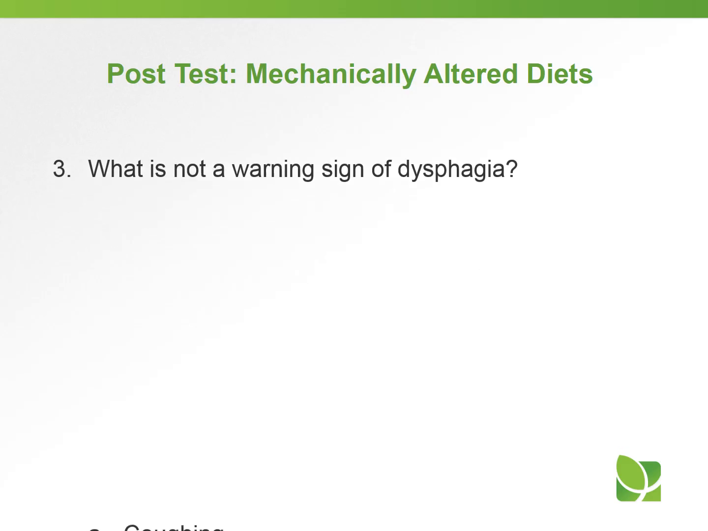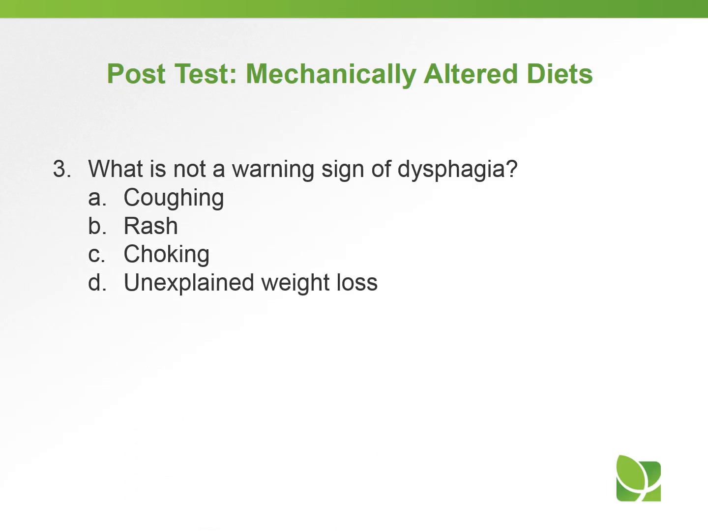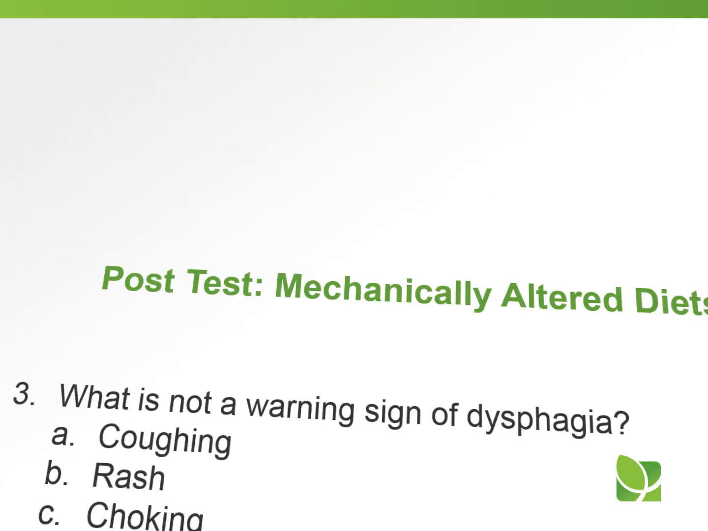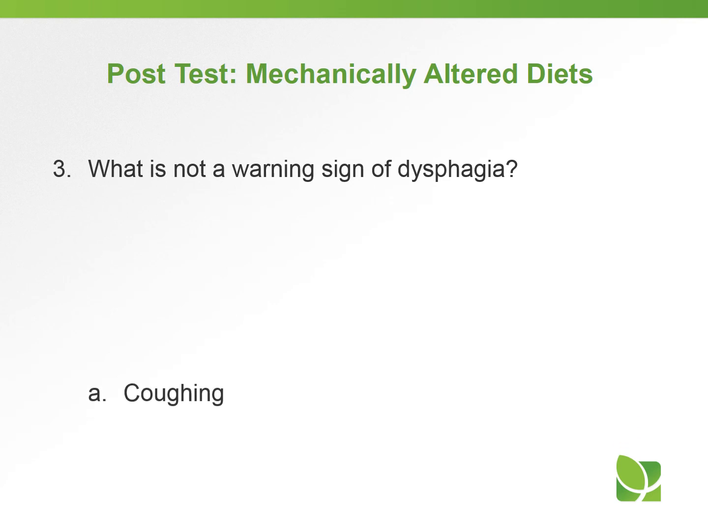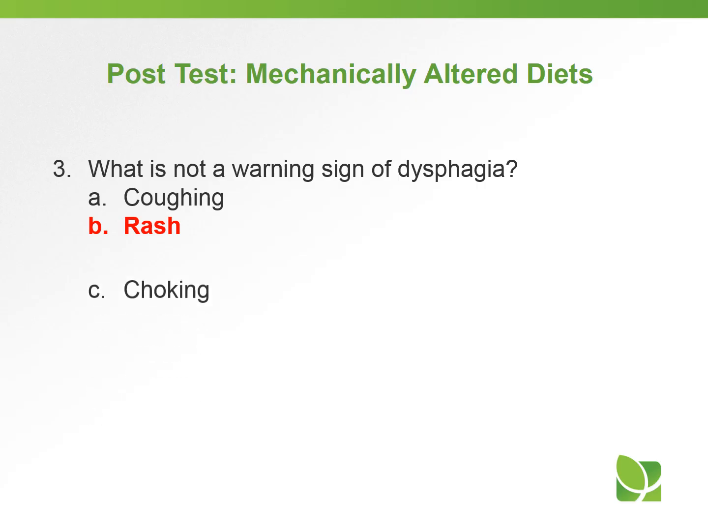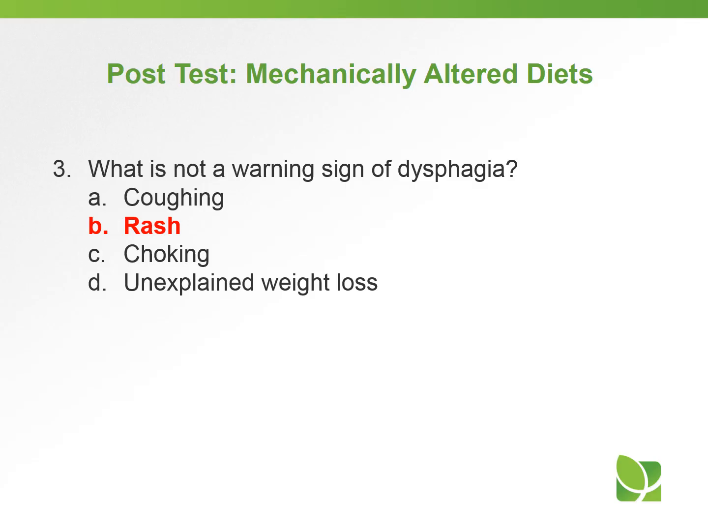Question number 3. What is not a warning sign of dysphagia? A, coughing, B, rash, C, choking, or D, unexplained weight loss? And the answer to question number 3, what is not a warning sign of dysphagia? B, rash. Remember, we talked about coughing, choking, unexplained weight loss. Those were 3 of the many warning signs of dysphagia.